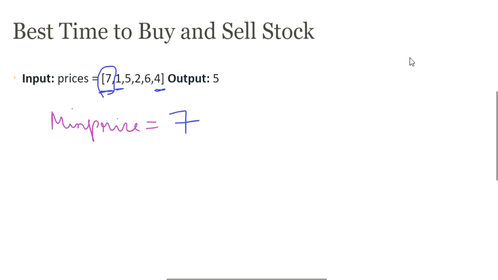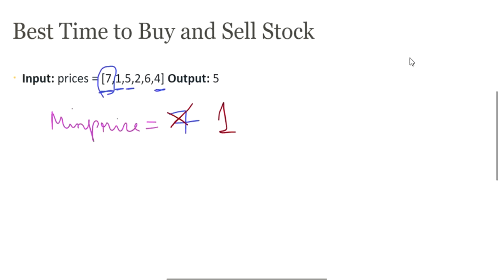So I'm updating my minimum price to 1 and I'm not going to sell the stock on that day. So moving on to my day 3. On day 3 the price is 5, which is greater than our minimum price, or the price we bought the stock. So we can get some profit.